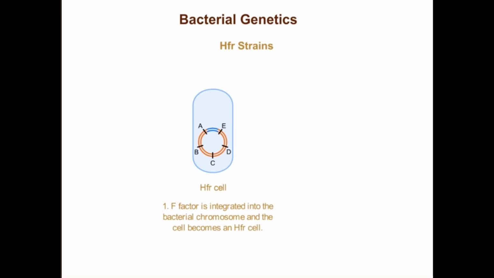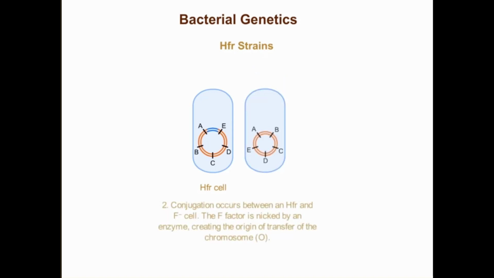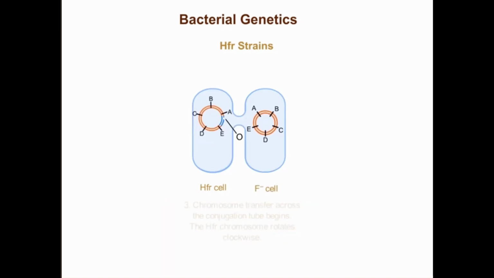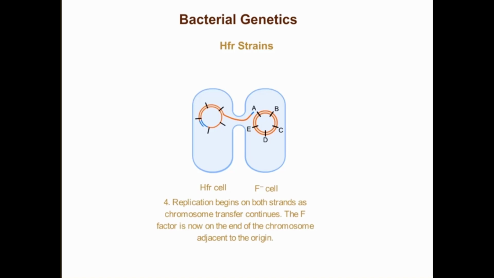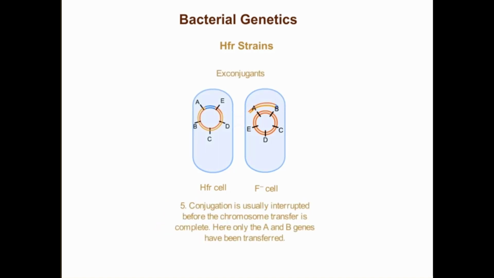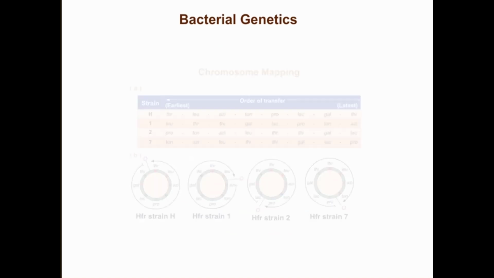Chromosome transfer. The arrangement of the genes on the bacterial chromosome can be determined by using interrupted mating with different HFR strains. In this technique, during conjugation between an HFR cell and an F- cell, the mating is interrupted mechanically at specific time intervals before the entire chromosome is transferred. This allows the gene order and the distance between genes to be determined.